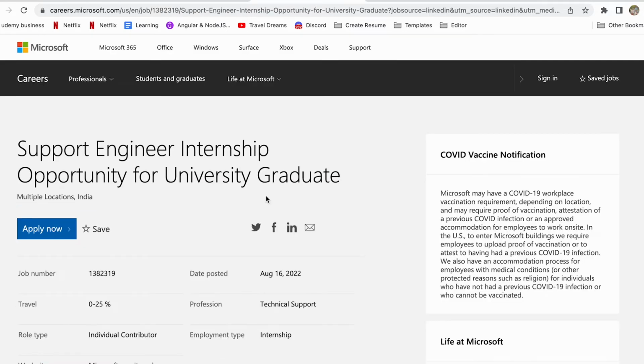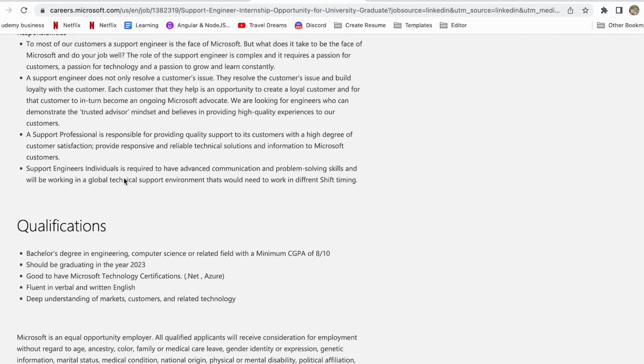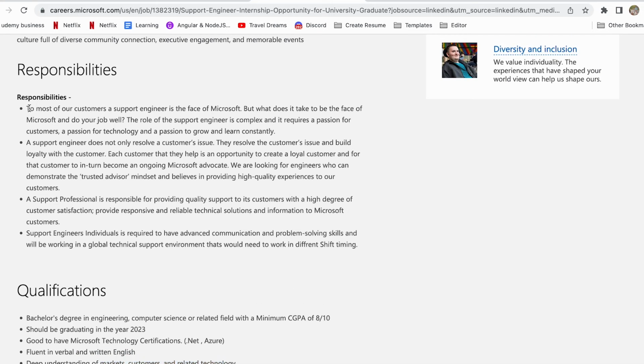Now the third internship is the support engineer internship for university graduates. The qualification requires a bachelor's degree in engineering, computer science or a related field with a minimum CGPA of 8 out of 10, graduating in the year 2023, Microsoft technology certifications such as .NET and Azure, fluency in verbal and written English, and a deep understanding of markets, customers and related technology. Same as before, you can go through the responsibilities.